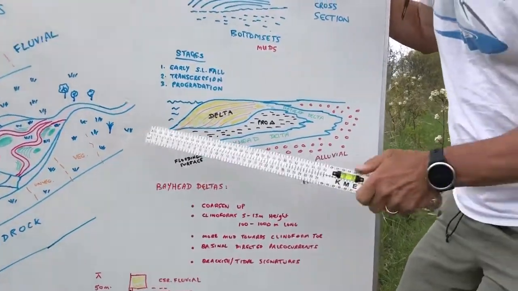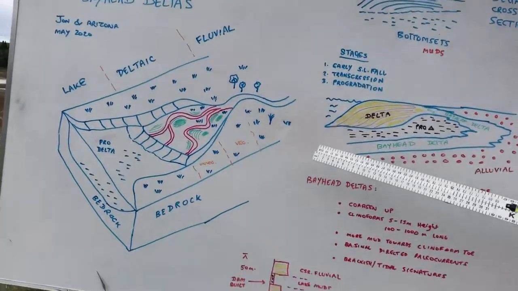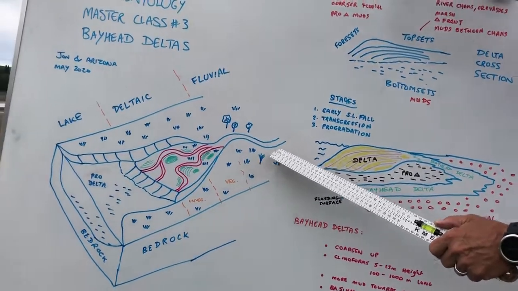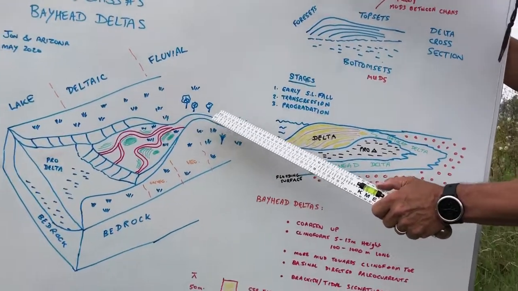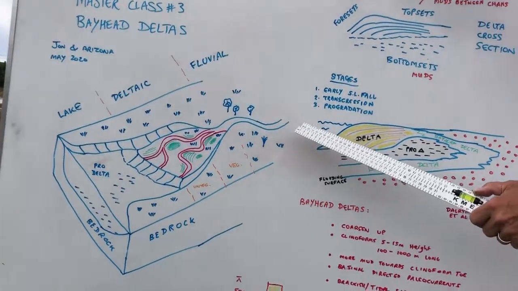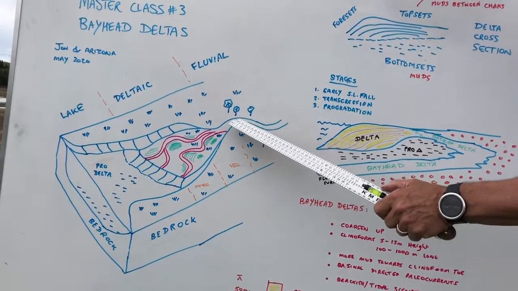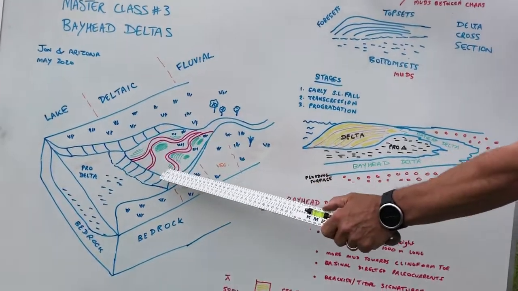So if we have a look at this diagram here, this shows a pictorial representation of what our bayhead delta looks like here in Glenmore. So at the back of the system here, we have the river, which was always feeding and making this valley, but before the dam was here, the river was already here. So the river feeds down and starts building out these sediments here in our bayhead delta.